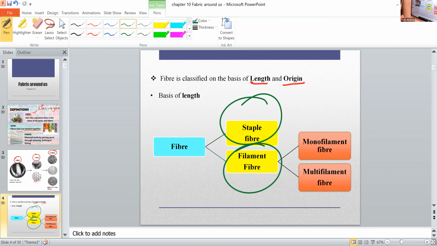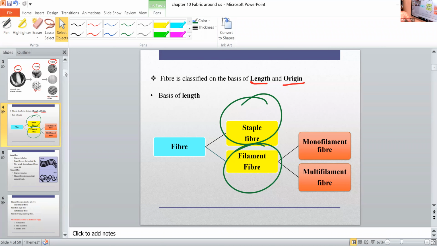So, there are two types of fibers: staple fiber, and filament fiber. What is the spelling? S-T-A-P-L-E. Staple fiber and filament fiber. So, what is a staple fiber? What do you mean by staple fiber?